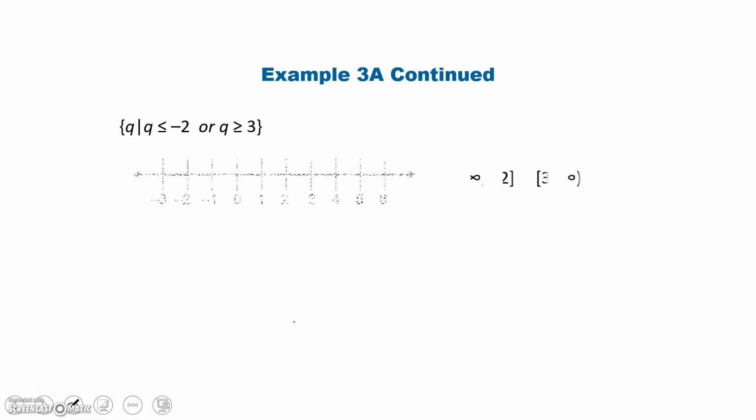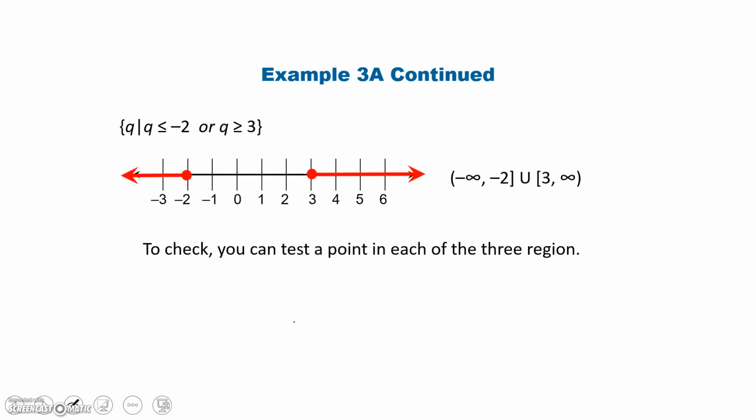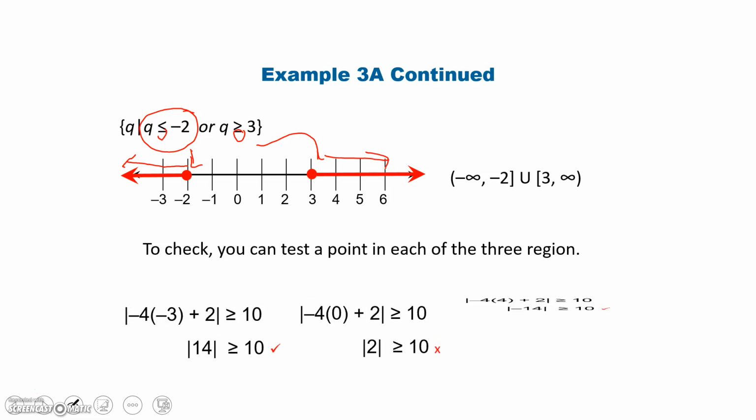Now let's take a look at our graph. If we have q less than or equal to negative 2, we are going to have a closed point. Those points less than going to negative infinity, and our 3 will also be a closed point because of the equal sign, and greater than will be on to positive infinity. And there is your graph. Let's take a look at another one. And here you can come down here and test just to make sure we have it.